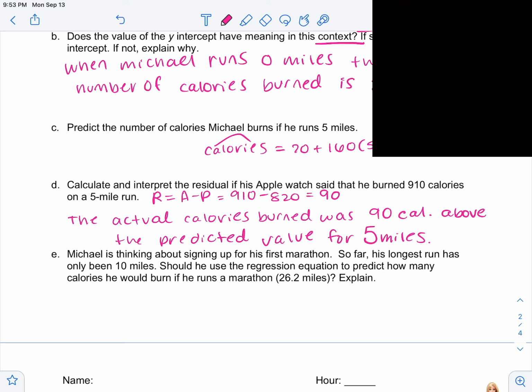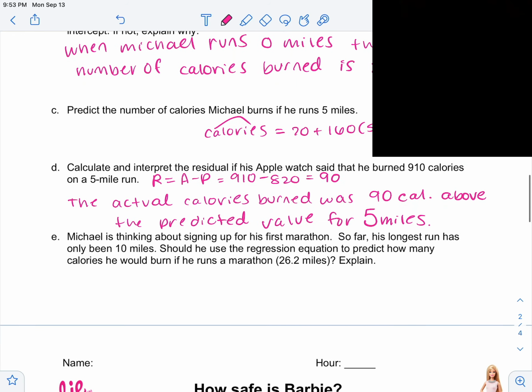All right, part E. Michael is thinking about signing up for his first marathon. So far, his longest run has only been 10 miles. Should he use the regression equation to predict how many calories he would burn if he runs a marathon of 26.2 miles? Explain. The answer here is no. He should not. No way.